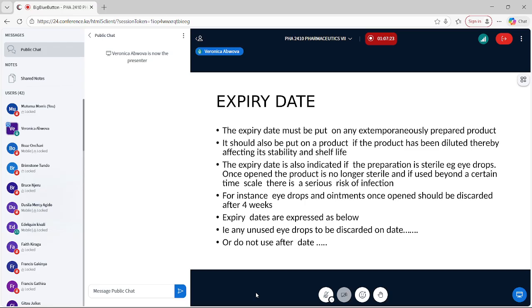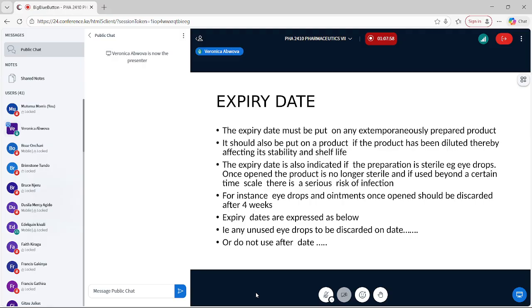So usually what the manufacturer will tell you is that from the date of reconstitution, this product is only viable for 5 days, okay? So now it is your responsibility as the pharmacist to communicate this to the patient, okay? Tell them that after reconstitution, this product is viable for only 5 days and it should be discarded after the 5 days. So indicate to them the day of preparation.